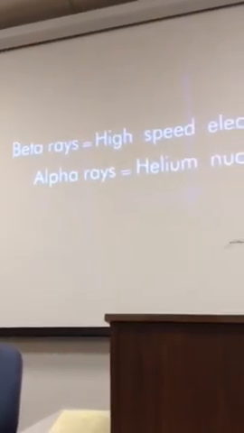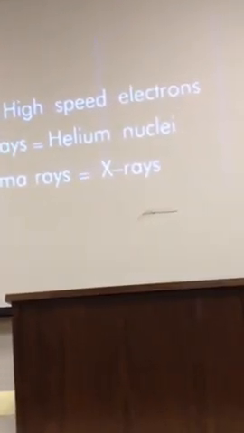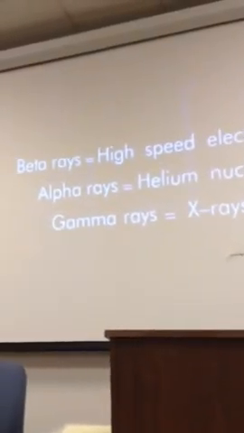Other experiments showed later that the beta rays are actually high-speed electrons. The alpha particles proved to be helium nuclei. The gamma rays are high-energy photons, analogous to X-rays.